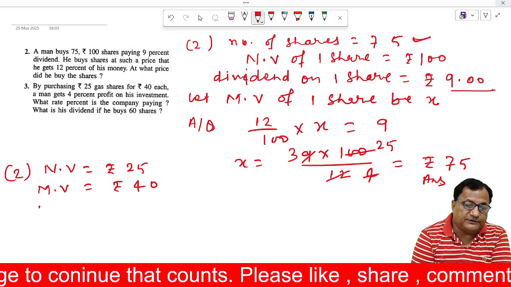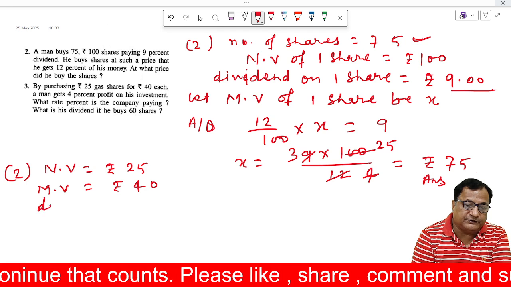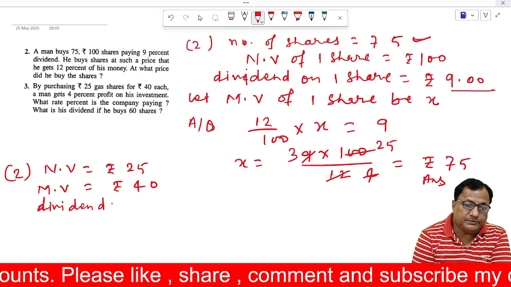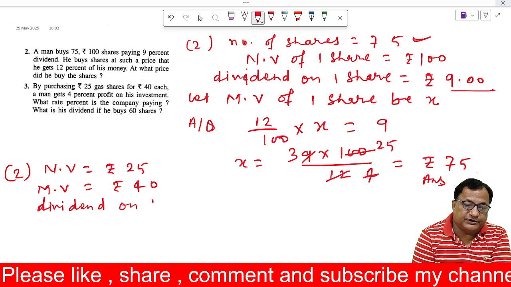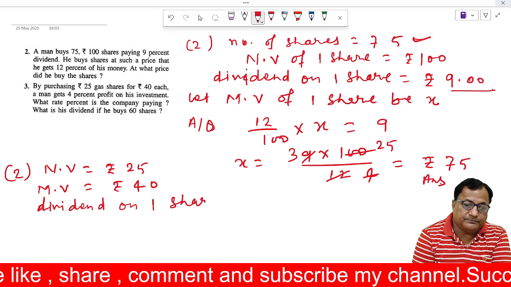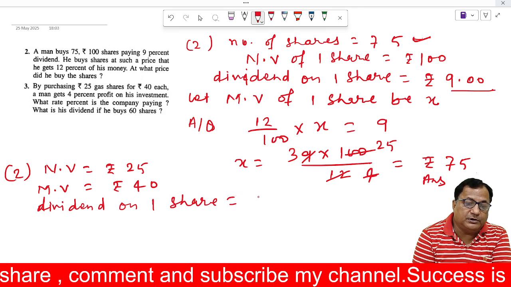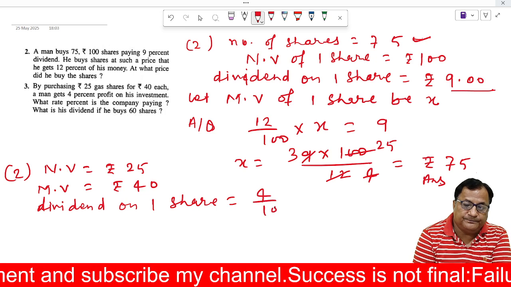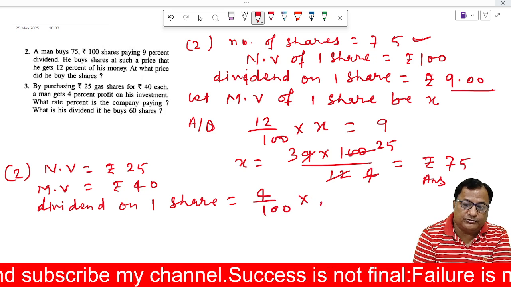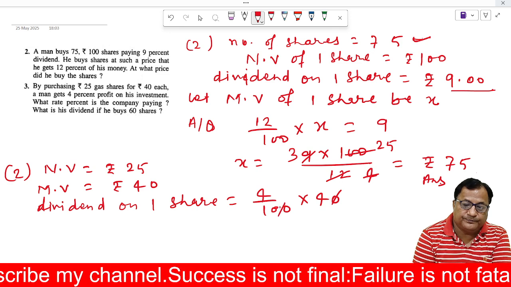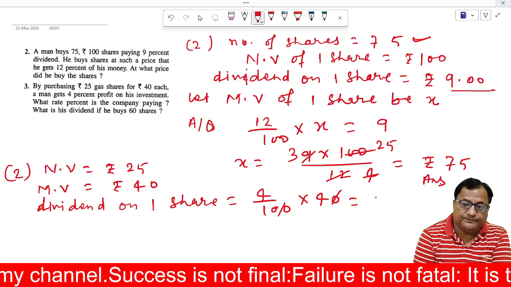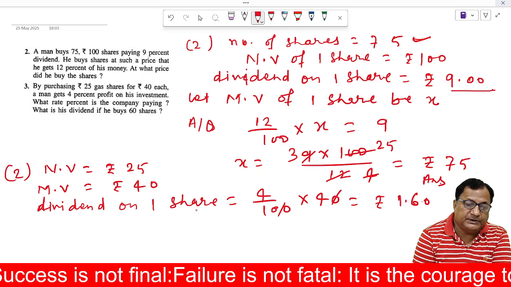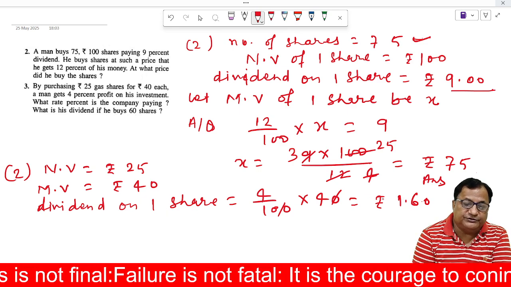So the profit, yes, the dividend on one share is equal to 4%, means 4 by 100 into 40, means rupees 1.60. So the dividend on one share is this.